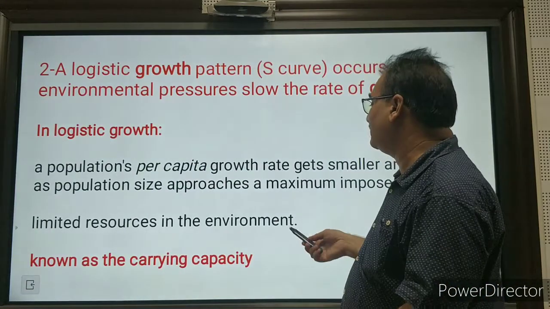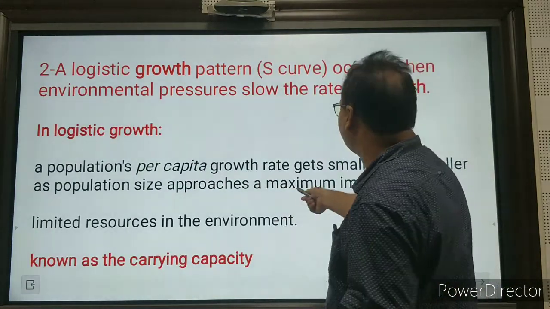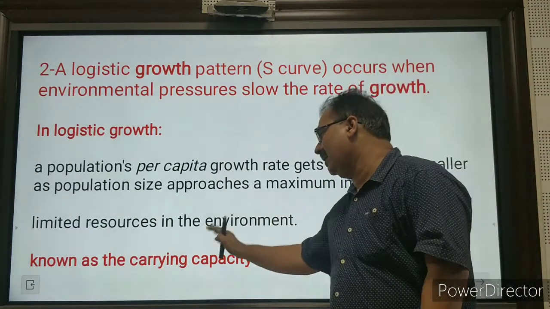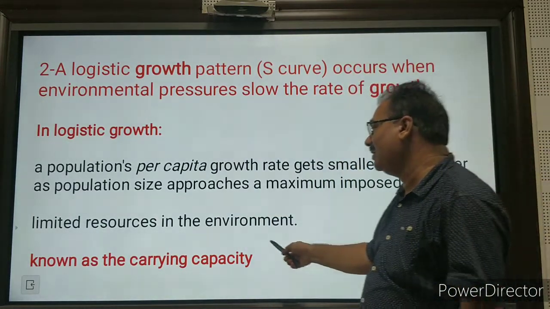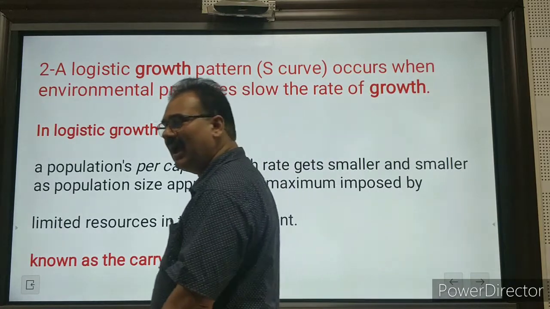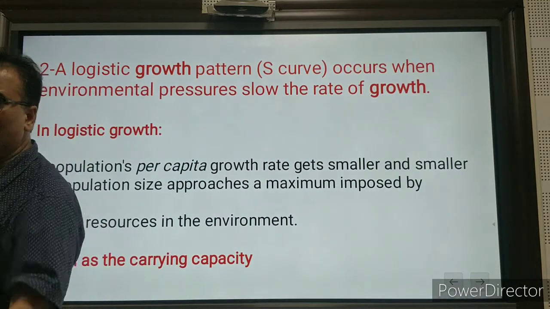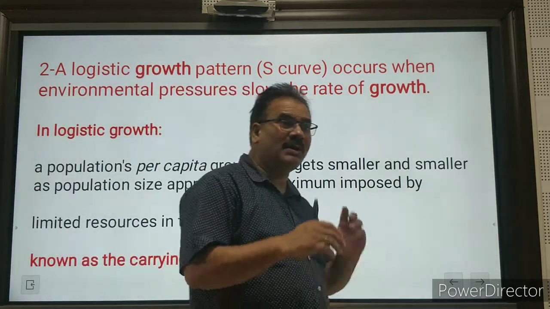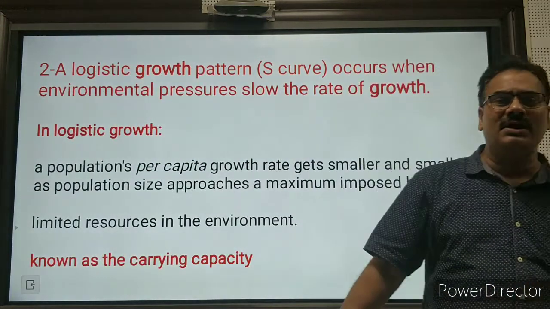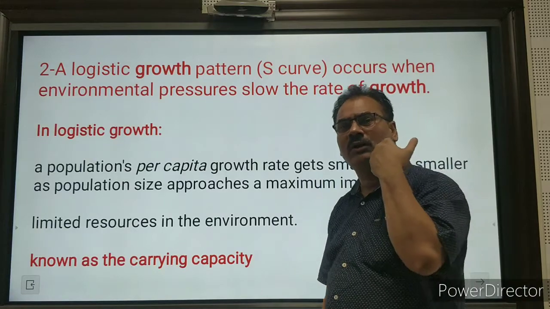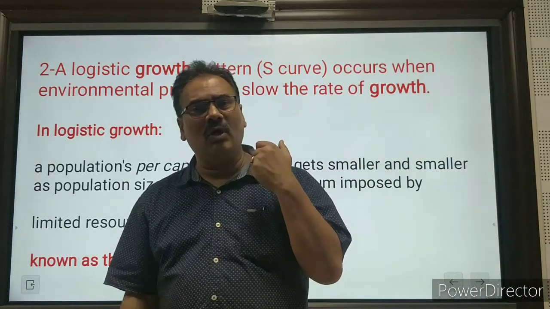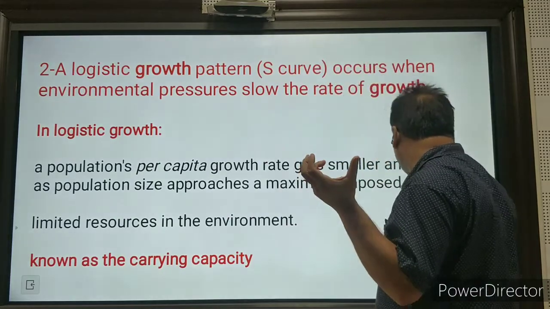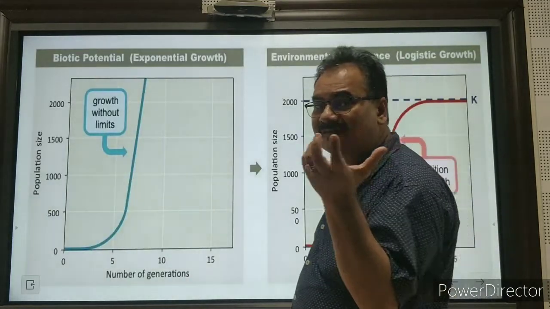So in that sense, it is very appropriate if this approaches the maximum imposed by limited resources in the environment, known as the carrying capacity. So every country has a carrying capacity. Why is this type of study required? Just to predict what will be after 100 years, after 200 years, after 500 years, because every country has its own carrying capacity. So this is the purpose behind such study.